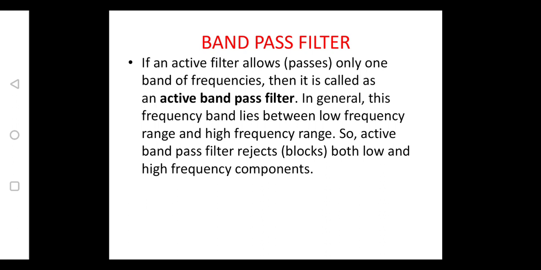If Q value is less than 10, such a filter is called a narrow band pass filter. Here, in the case of a narrow band pass filter, the name itself indicates it should allow only a small range of frequencies. That is the reason it is called a narrow band pass filter.